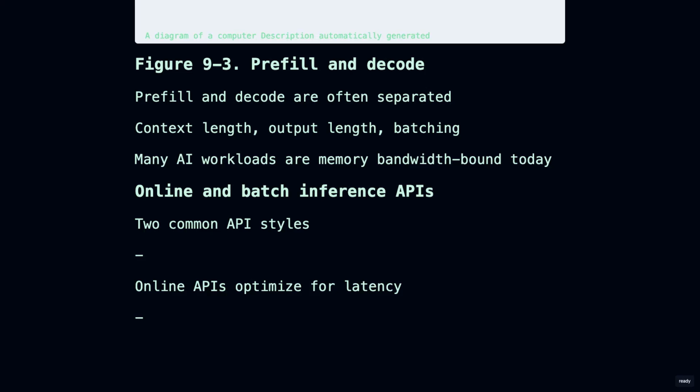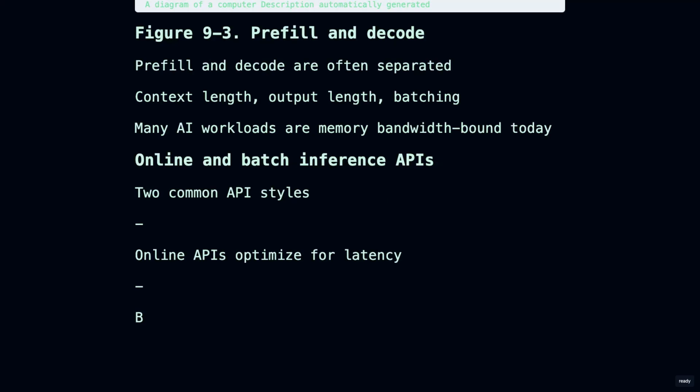The batch side of the trade-off looks very different. Batch APIs can wait, group requests, and use cheaper hardware more effectively. If latency is not strict, that flexibility can cut costs significantly, even if the response takes hours instead of seconds.